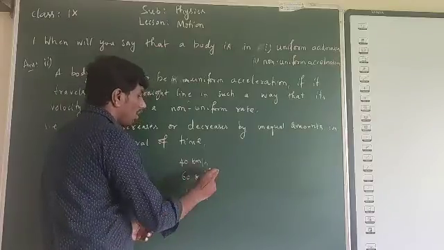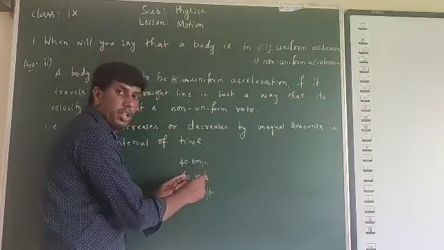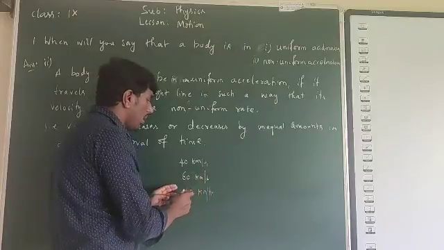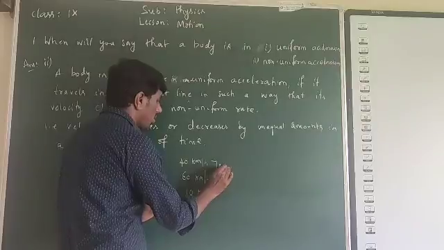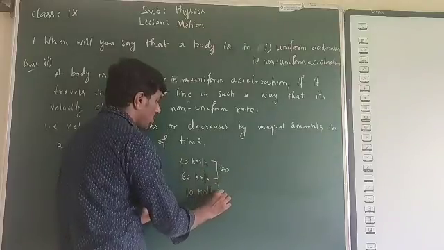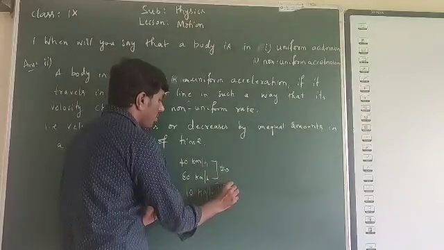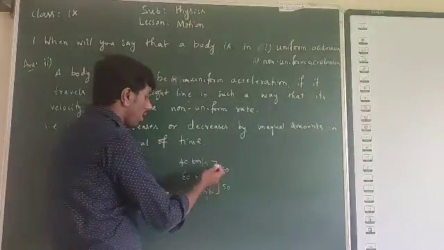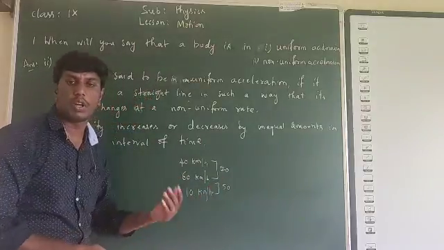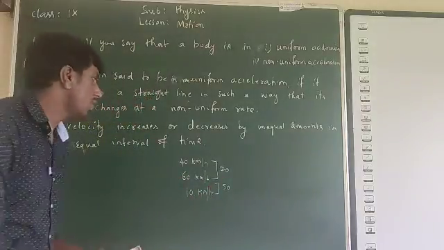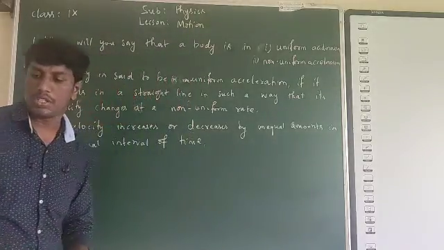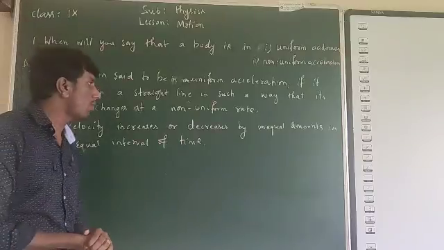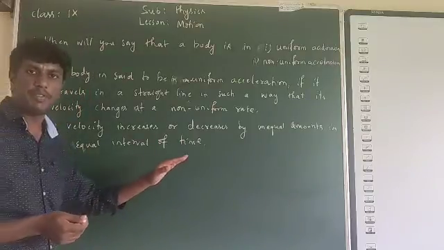Initially it is going at 40 km per hour, then after the next interval it is at 60, and in the next interval it is at 10 km per hour. The change from 40 to 60 is 20, then from 60 to 10 there will be a change of 50. Observe that its velocity is not changing at a uniform rate. It is changing at a non-uniform rate, right? So it increases or decreases by unequal amounts.